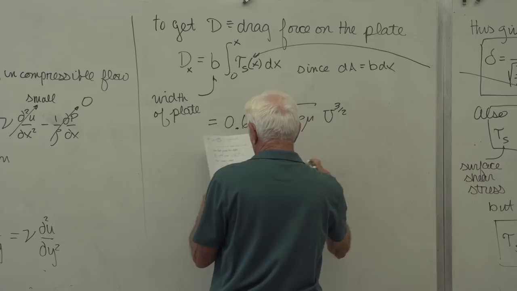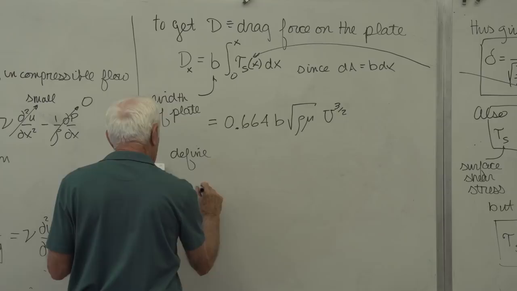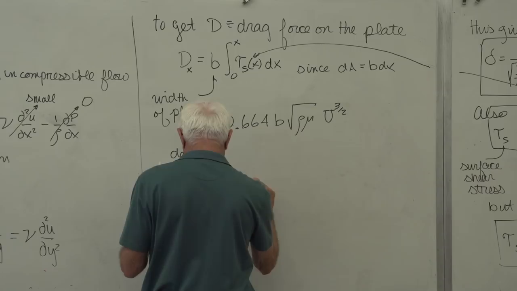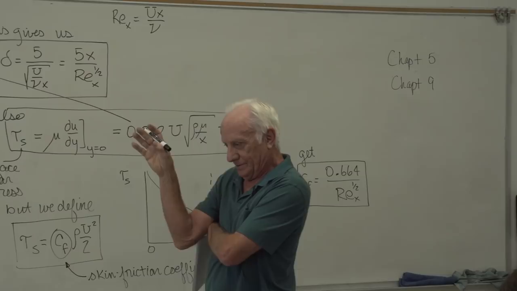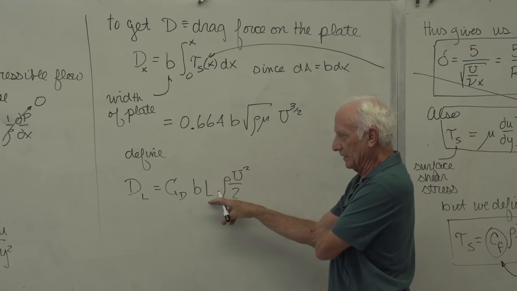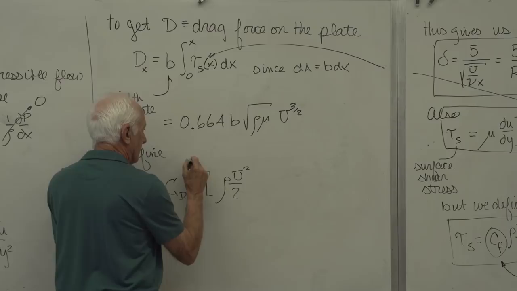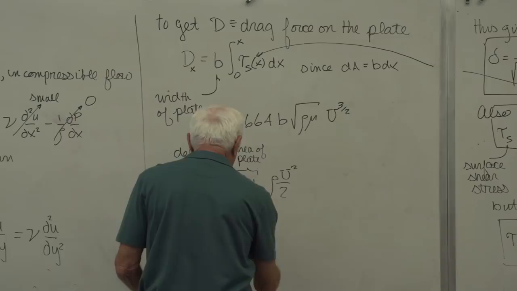We define D over the whole length of the plate. Okay, that came from us. It's what we want to do. We want to express the drag force in terms of the kinetic energy of the approaching stream times the area. What's the area of the plate? The length is L, the width is B. This is the area of the plate. This is the C sub D. This guy is called the drag coefficient.